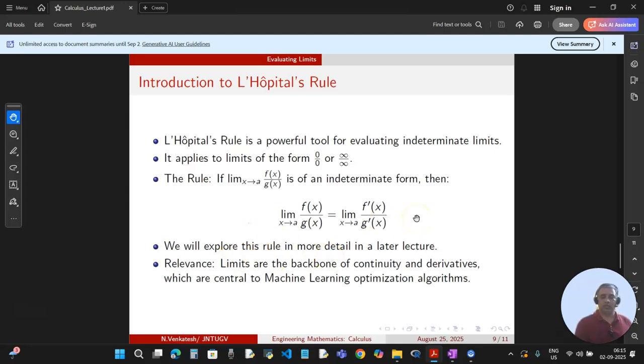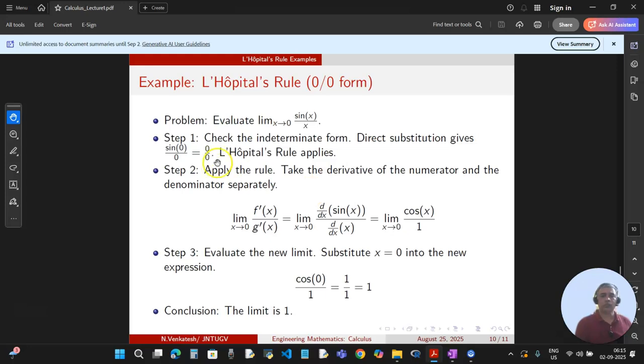Okay, so let us try to understand with an example. Now you have a function, limit x tends to 0, sin x by x. Now sin 0 is 0 and x is also 0. It is in the form 0 by 0. So what you do is you take the derivative: sin x derivative is cos x, and x derivative is 1, so you are going to get cos x. So cos 0 is 1, so the answer is 1. So limit x tends to 0 of sin x by x, this is one of the famous examples, so it gives 1.